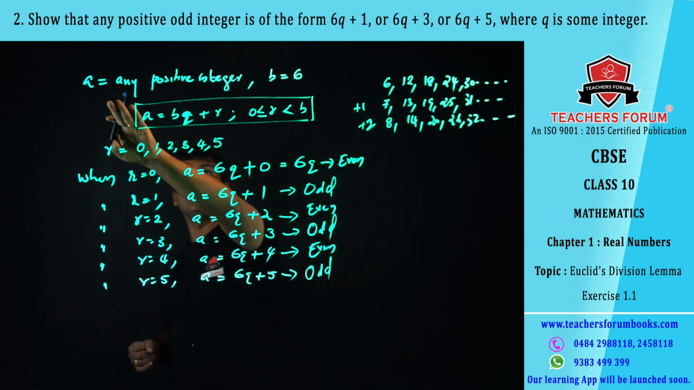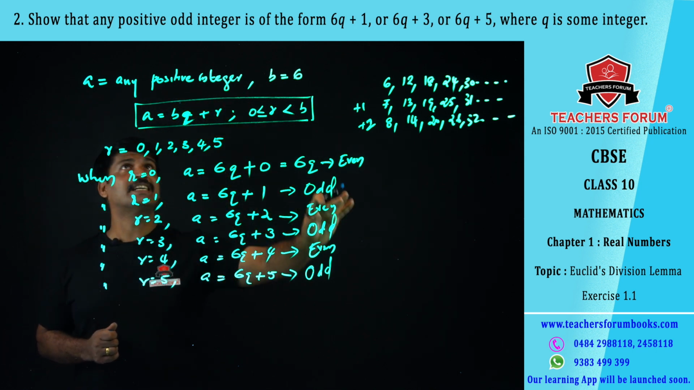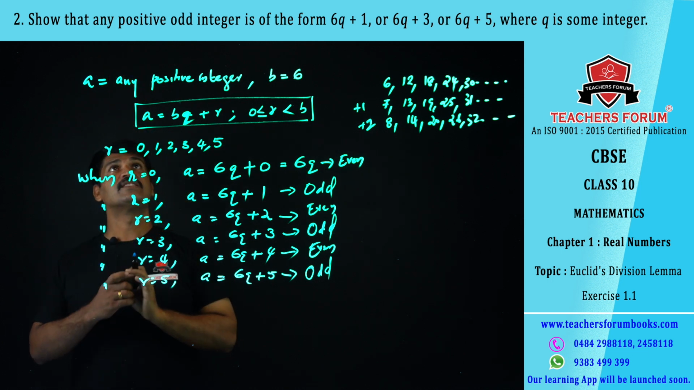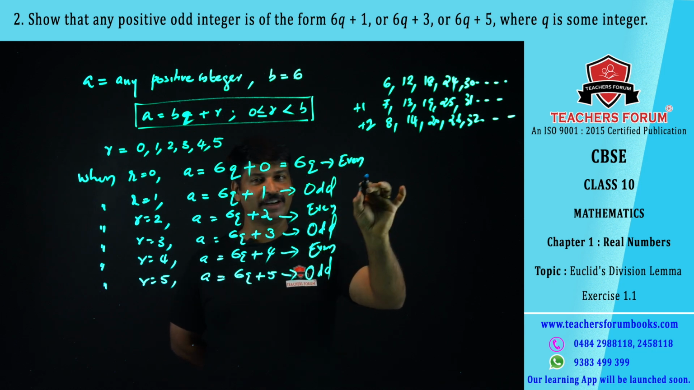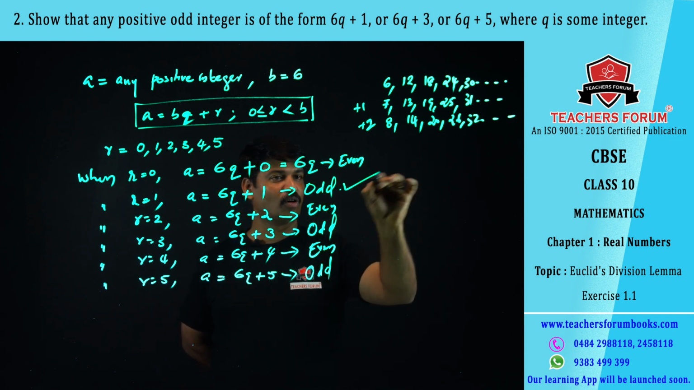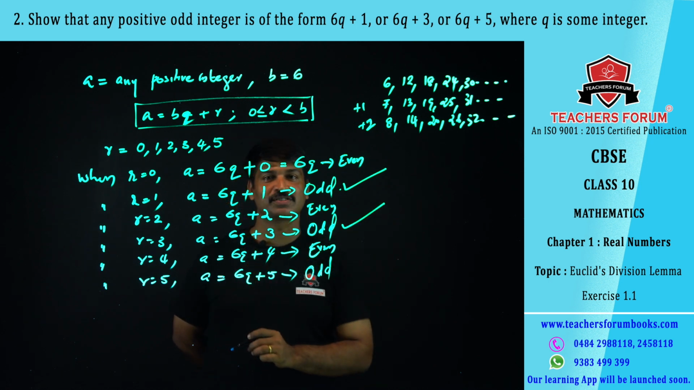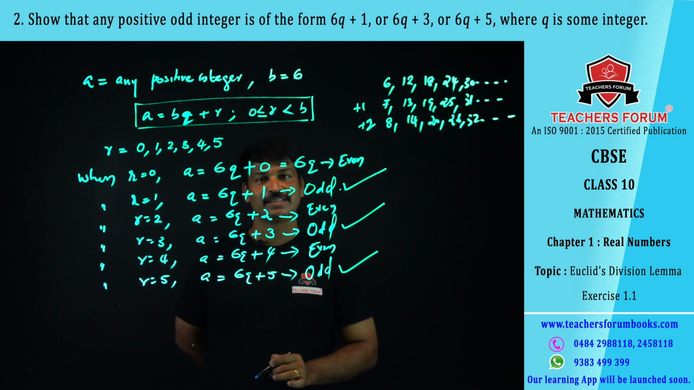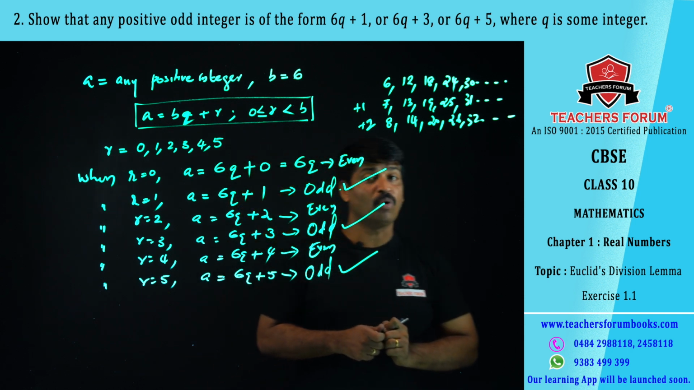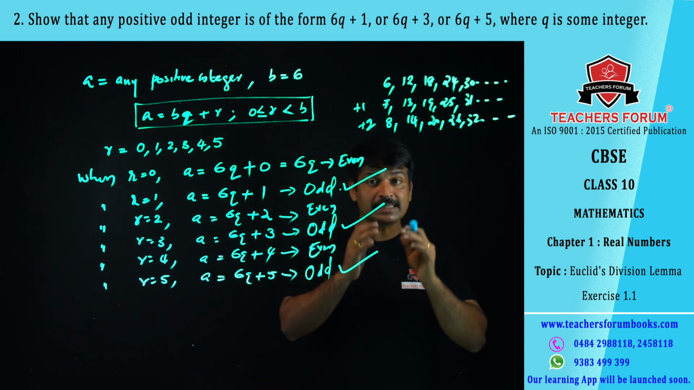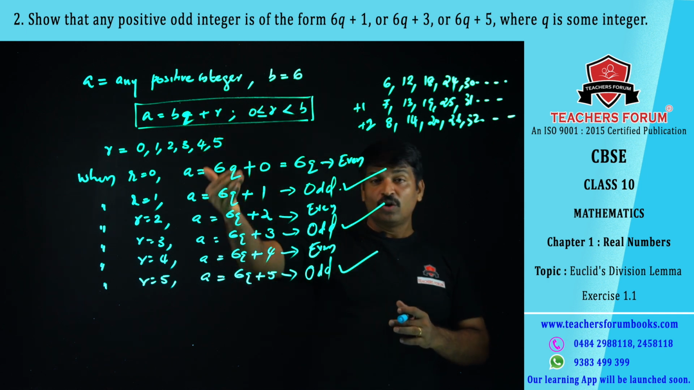So it is given that a is any positive integer; the positive odd integers are of the form 6q plus 1, 6q plus 3 or 6q plus 5. So here, what are the odd integers? This is odd, that is of the form 6q plus 1. Then this is also odd, of the form 6q plus 3. It is also of the form 6q plus 5. So all these are odd numbers. That is, any positive odd integer is of the form 6q plus 1 or 6q plus 3 or 6q plus 5.